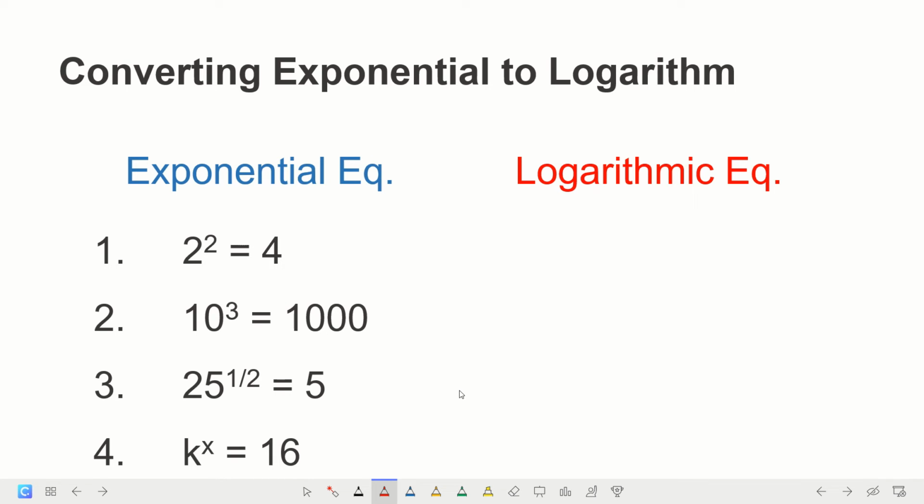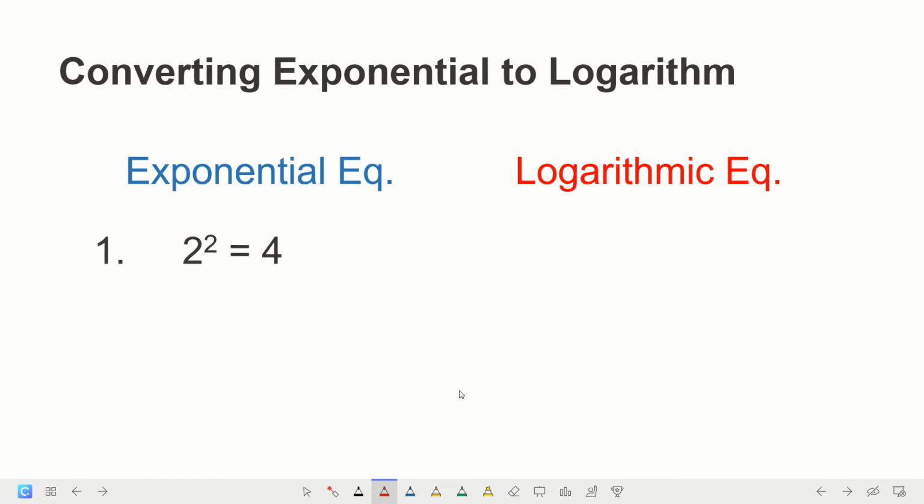You may copy this first and then pause this video. After I answer problem number 1, you may resume watching to see whether your answers are correct. For number 1, 2 raised to 2 is equal to 4. Let us first write the exponential form and the logarithmic form. We have b raised to x is equal to n, and for logarithmic, we have log of n to the base b is equal to x.